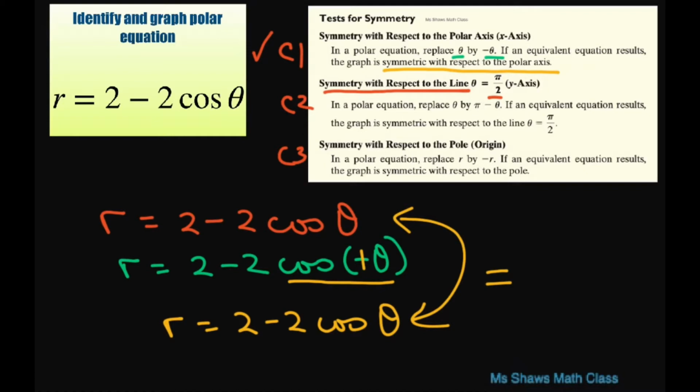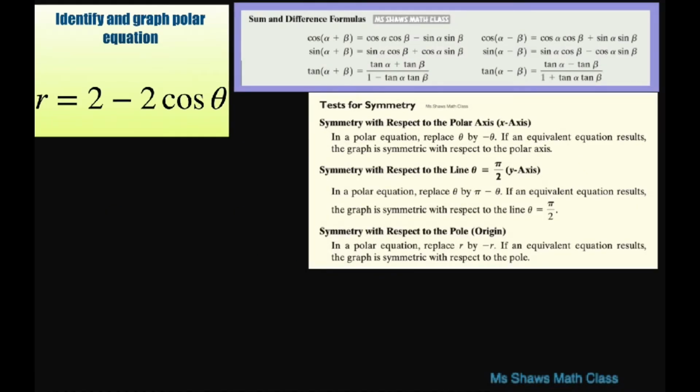Now we want to check symmetry with respect to the line theta equals pi divided by 2, which is actually symmetric to the y-axis. So to do that, we're going to replace our theta with pi minus theta. So I'm going to write this as r equals 2 minus 2 cosine of, now my theta is going to be pi minus theta. This is your sum and difference formula given here.